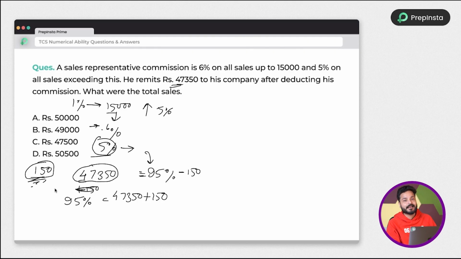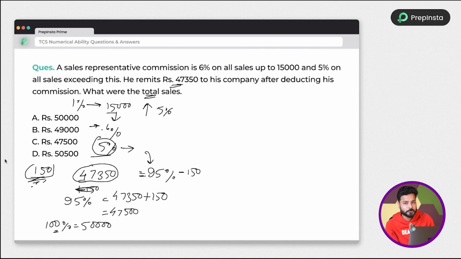You can always use the X wala method which we discussed, and then find your answer. And this is a trick which you can actually use. So 95% is basically 47,500. So what is 100%, which is the sales amount which you need to find? That would be 50,000, because 95 times 5 is 475. So your answer is option number D. That's the answer. So guys, that's how the questions are here.